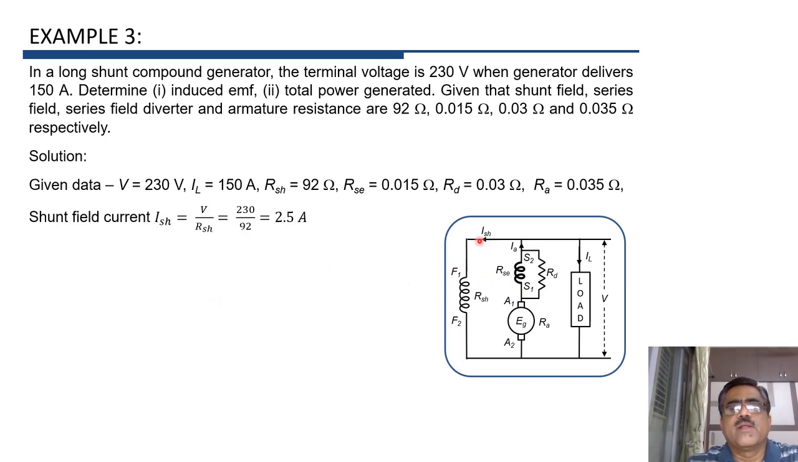Now let us first of all calculate the current in shunt field winding. Now the voltage across shunt field winding is terminal voltage V, and therefore ISH is equal to V upon RSH. So it is equal to 230 upon 92, which is equal to 2.5 ampere. So current in this winding is 2.5 ampere. Now we can calculate the armature current. Now current through armature IA is equal to IL plus ISH, which is equal to 150 plus 2.5, which is equal to 152.5 ampere. So current here in this branch is 152.5 ampere.